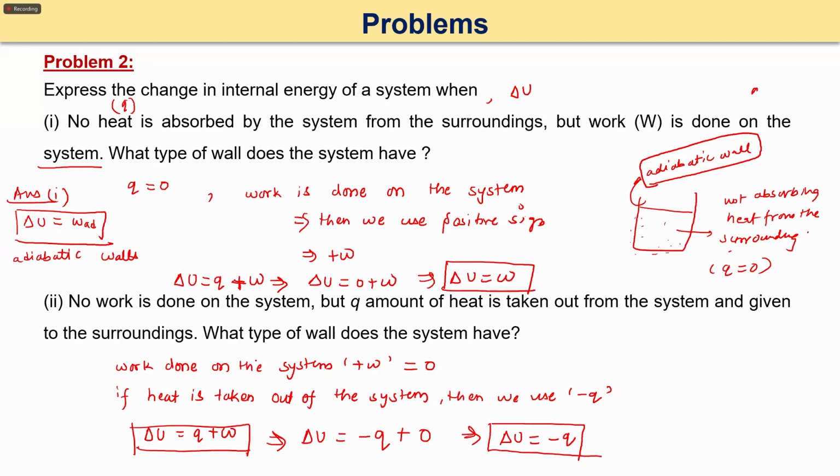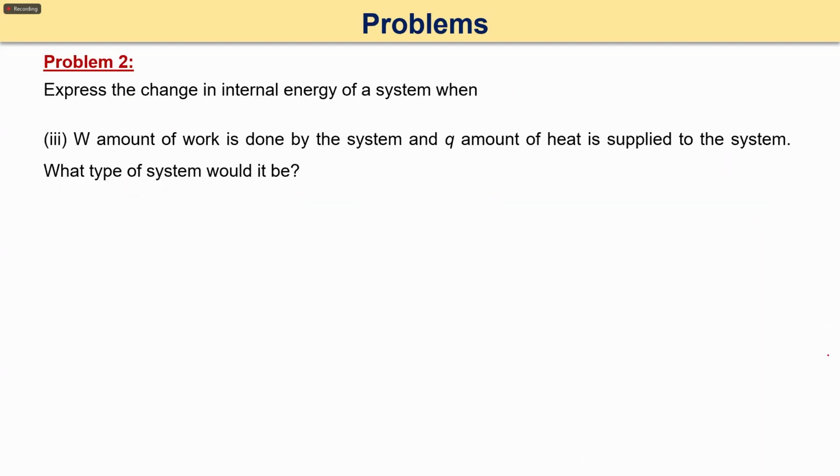And now they have asked what type of wall does the system have. So in this case, if your system can exchange heat, then this kind of walls are called as thermally conducting walls. Okay, so these are called as thermally conducting. So we have also solved this question that your change in internal energy is equal to minus of Q, and walls will be called as thermally conducting. Let's solve the next question.